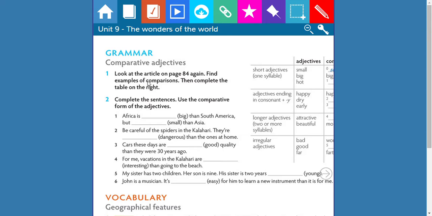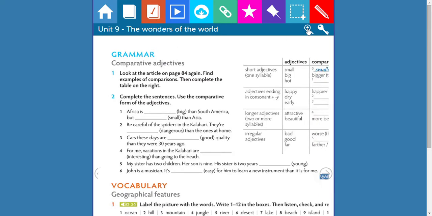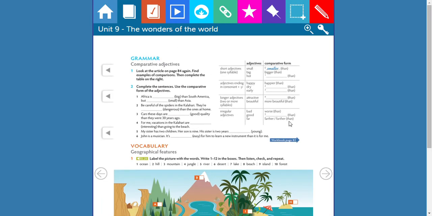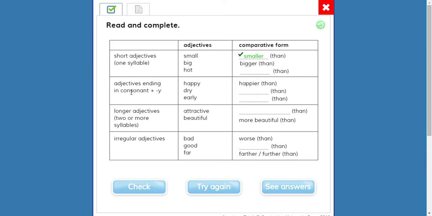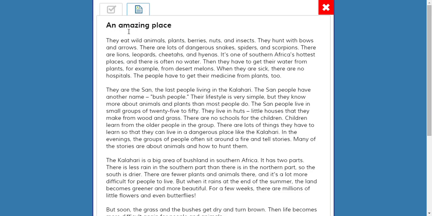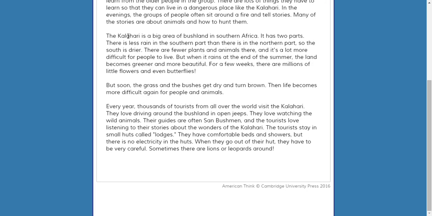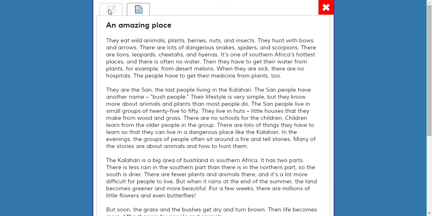In this case we are going to see a chart that you need to complete. Okay, this is our chart. It says, look at the article on page 84. Again, find examples of comparisons, then complete the table on the right. Now let's see. Here I have the table, and here is the reading, Amazing People. We did this last class.